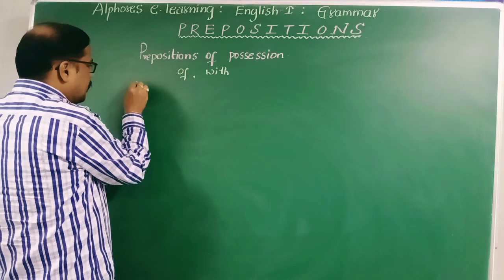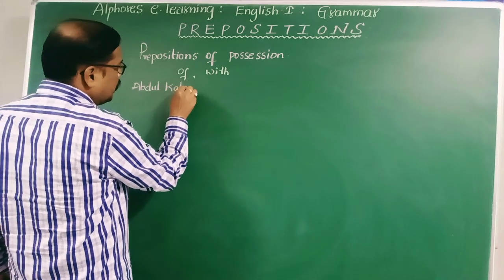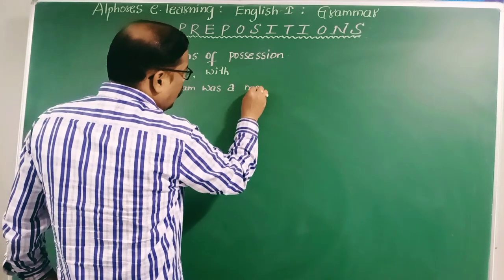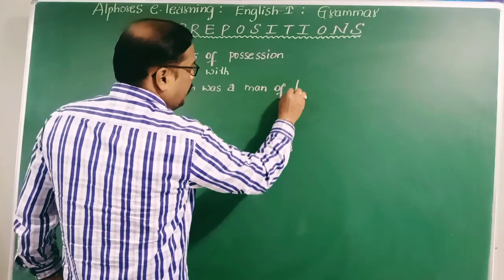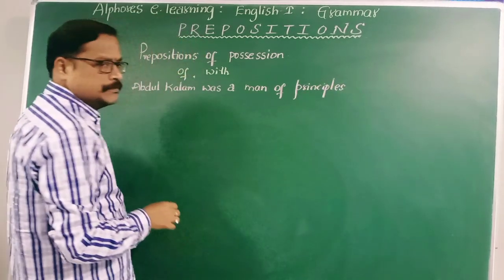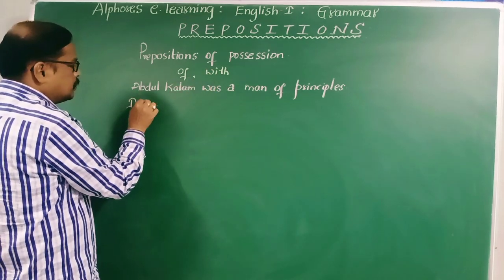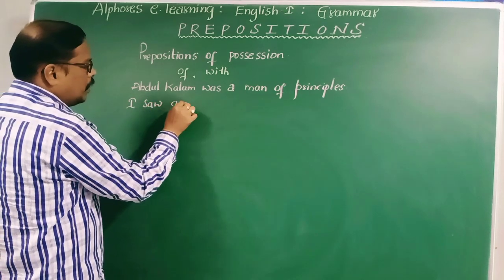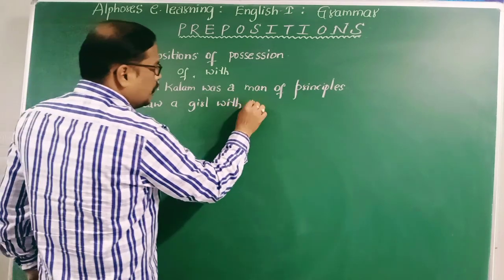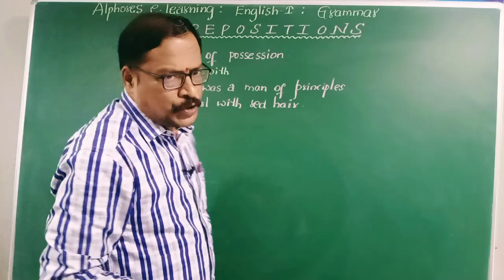Suppose I say Abdul Kalam was a man of principles. Okay, let me give another example for with. I saw a girl with red hair. These are the prepositions of possession.